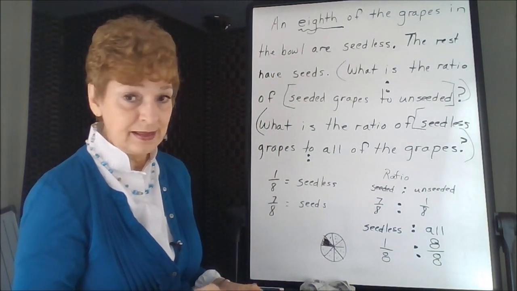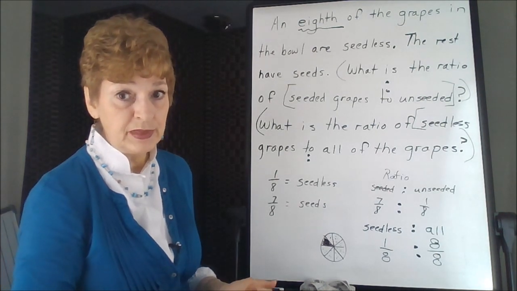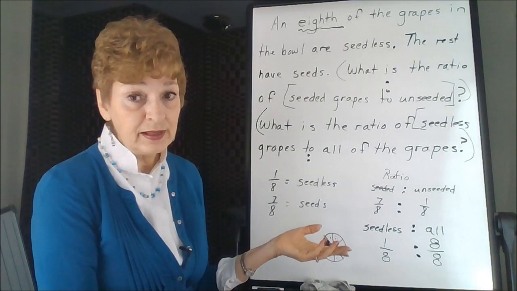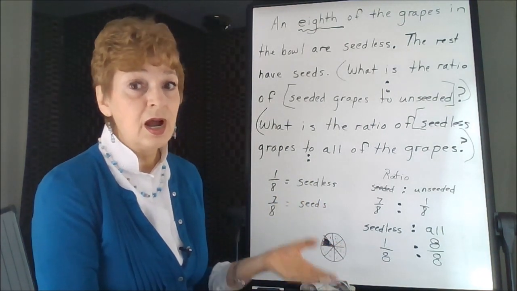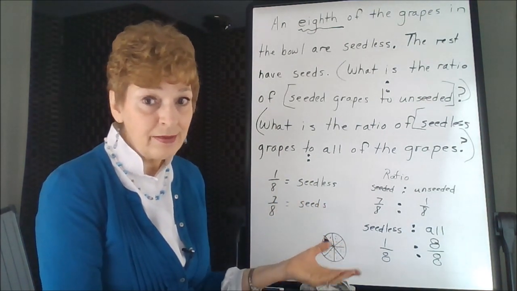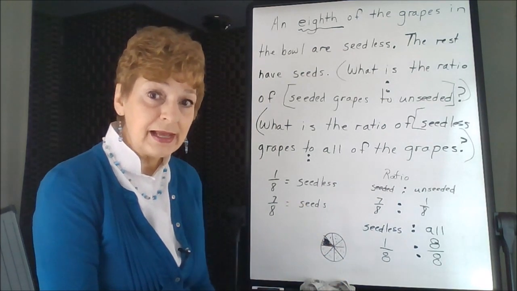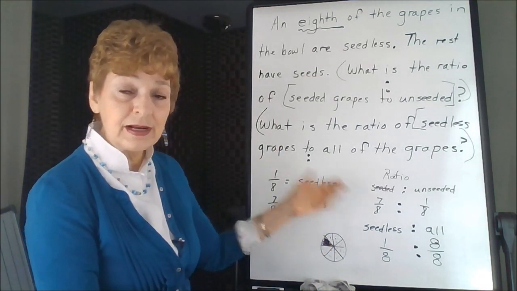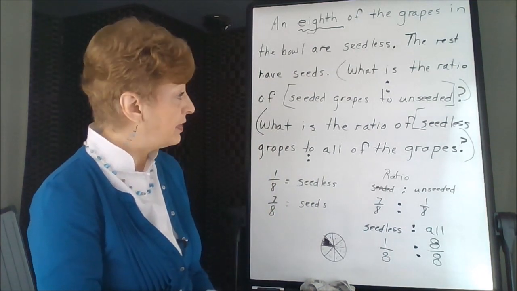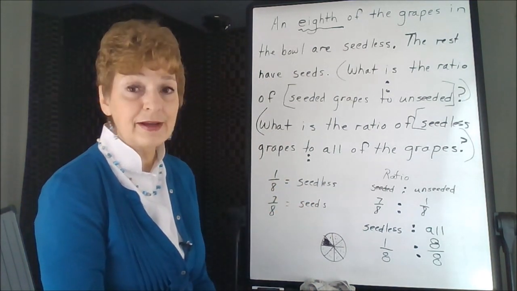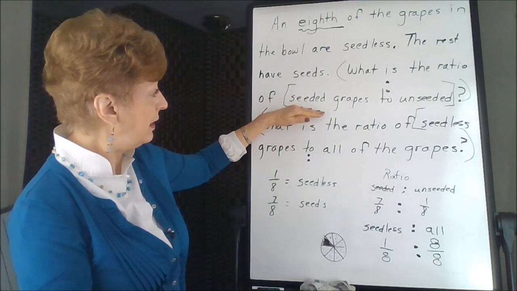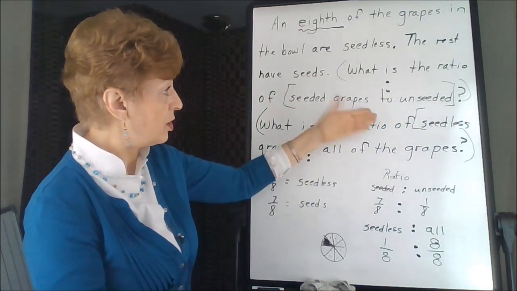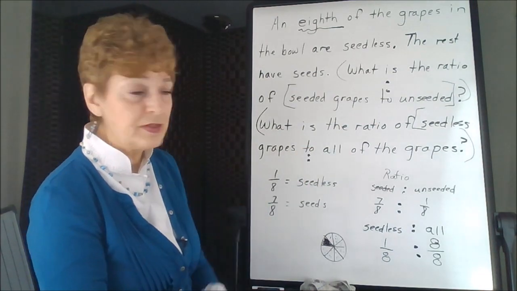So when you're doing these kinds of story problems, when you're doing any kind of story problems, you're reading specifically to find information. Where are the numbers? What are the numbers? And how do they relate to each other? In ratios, they're relating to each other in a very specific way. And the word problem will actually tell you. It has here seeded grapes to unseeded. That's your ratio right there. You can just pull it right out of the story problem.